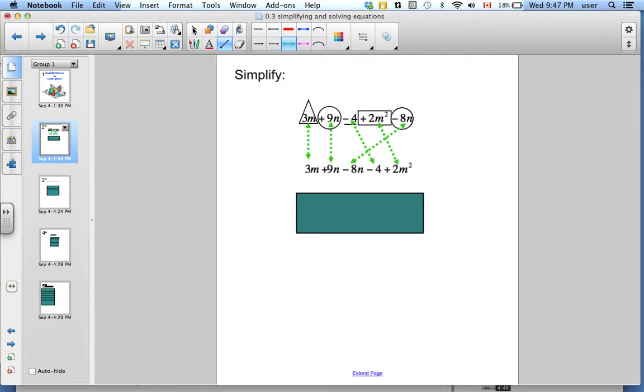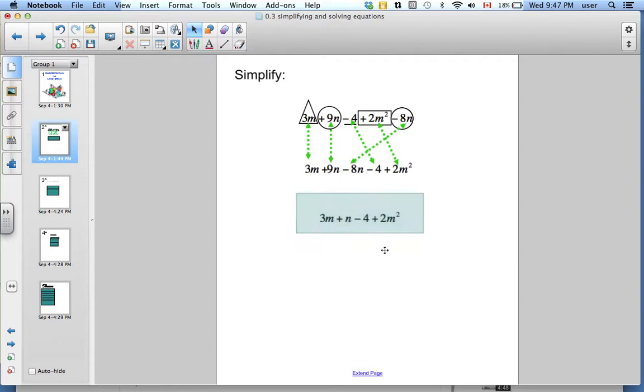So we're going to be left with 3m. Do your math here. We have positive 9 minus 8. We're going to have positive 1n. So 3m plus 1n, we don't have to write the 1 there, minus 4 plus 2m squared is your final answer. So we're going to move on to the next example.